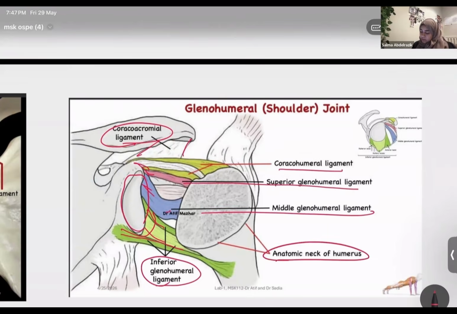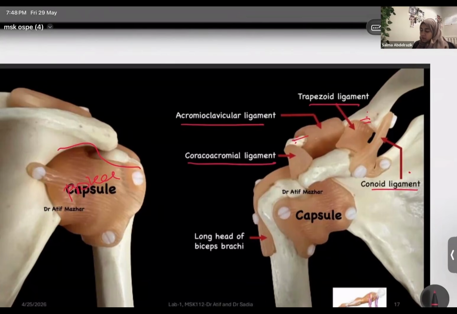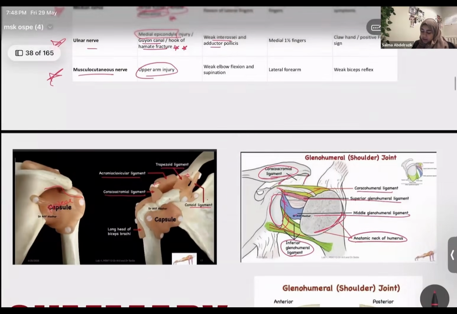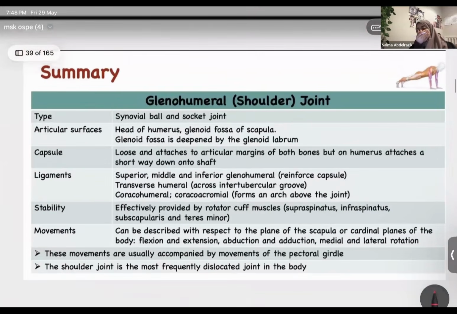Anatomical neck of the humerus. And of course there's a capsule. It's very important for protection. We have acromioclavicular ligament, which connects acromion with the clavicle. Trapezoid ligament and conoid ligament make the coracoclavicular ligament, and coracoacromial connects the coracoid with the acromion. And the intertubercular groove has the long head of biceps going through. Here's the summary. You can go through it. It's basically a wrap of everything we just said. It talked to you about the type, ball and socket articulation.